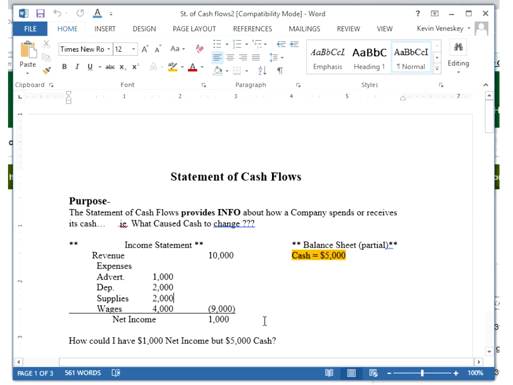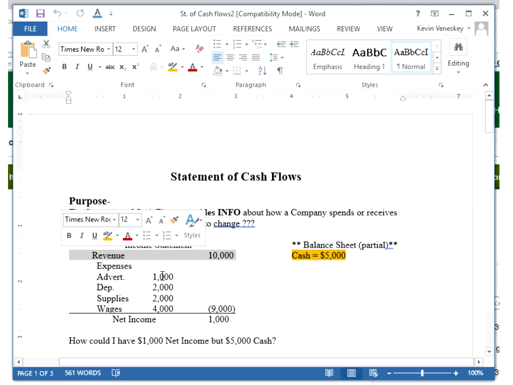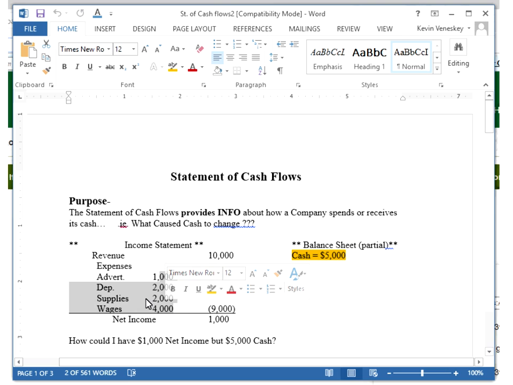Think of it as in my left hand, I am bringing in $10,000 of revenue. And then I'm paying out each of these expenses. So in supplies, I'm taking $2,000 out. Wages, another $4,000. So in total, I have thrown out $9,000, leaving only $1,000 left. So I think, well, I should probably have $1,000 in cash when I go to the balance sheet. But then when I do look at the balance sheet, it says, no, cash is $5,000.